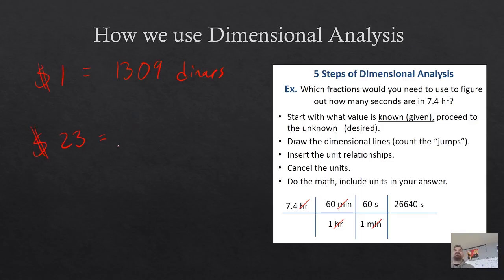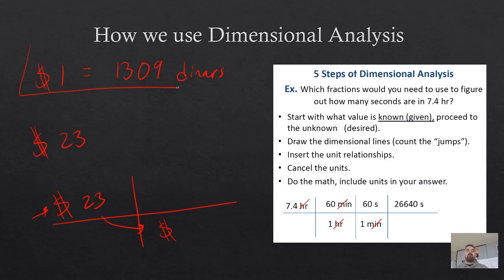All right, so you have $23. We're trying to figure out how many dinars you have. So we're going to do the conversion real quick. What goes in this box here? $23. What unit goes in this box down here? It's going to be dollars. And then this is where we put in our conversion factor. We're going to put $1 at the bottom, and what goes at the top? 1309 dinars.